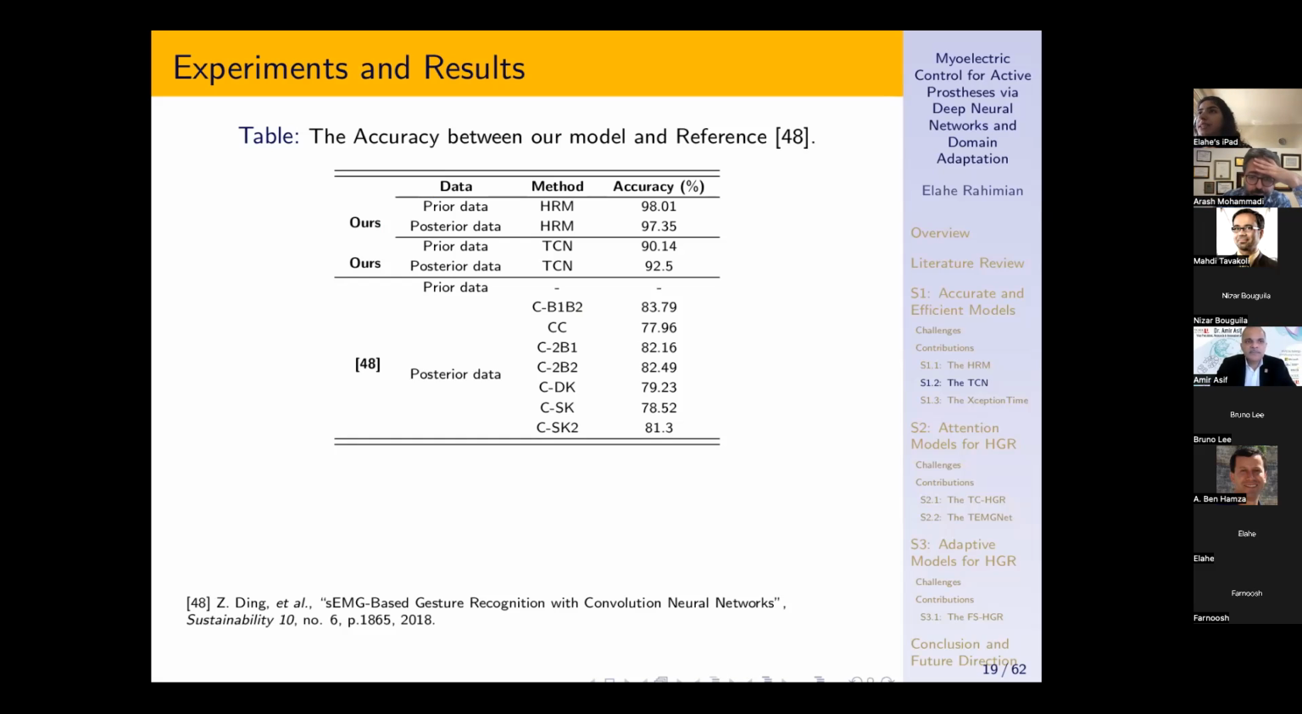So we can see that there is an improvement in the accuracy for the posterior data, and unfortunately, reference number 48 didn't report the accuracy for the prior data.